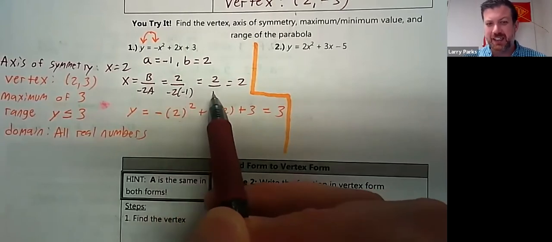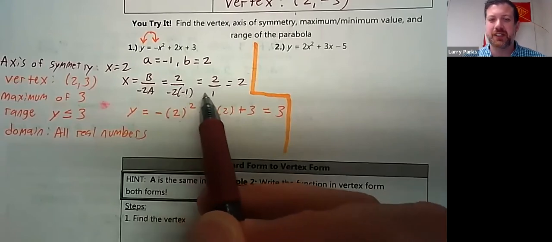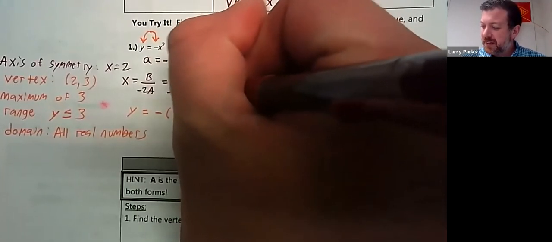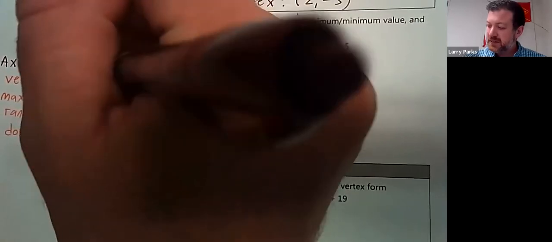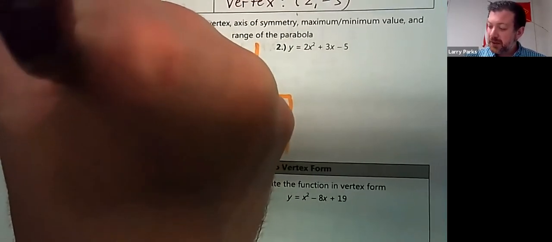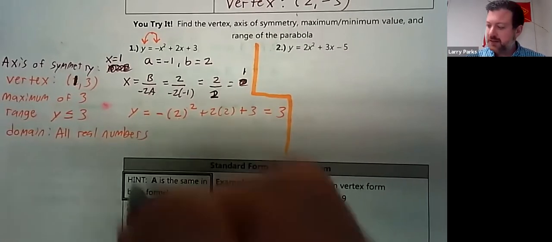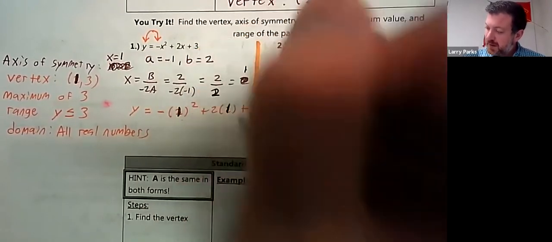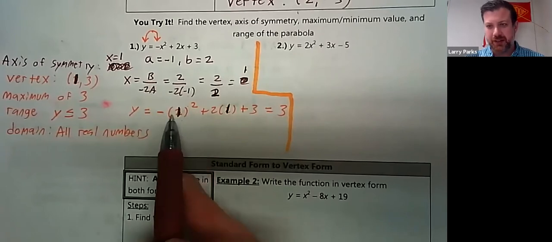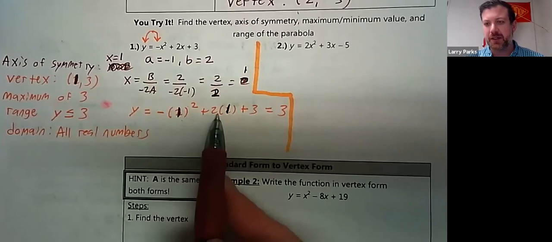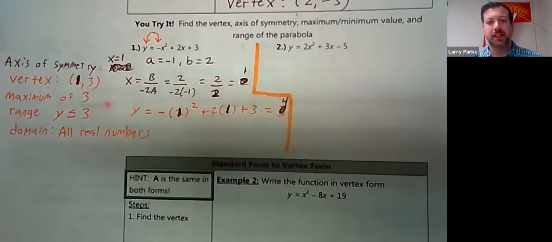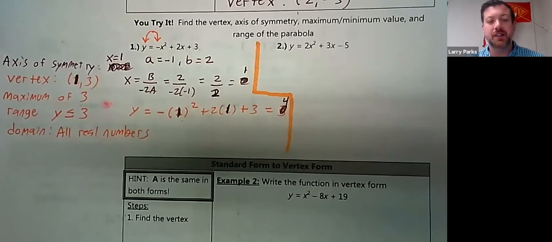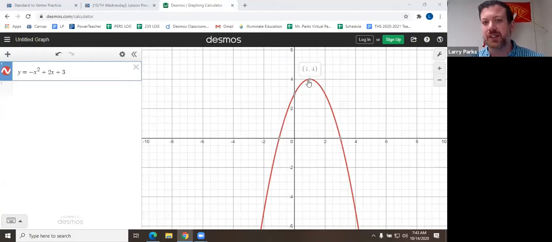-2 times -1 is 1? No. -2 times -1 is 2. So this would be 2. And 2 divided by 2 is 1. Okay? So it's very simple. It's very easy to make a mistake on these. So then I would say my axis of symmetry is x equals 1. And then I would plug 1 in for my vertex. So this should now be a 1. And now I do the math. 1 squared is 1, -1. Plus 2, 2 times 1 is 2, so I have -1 plus 2 is 1. 1 plus 3 is 4. And I'm pretty sure that's what we just had. Yeah, 1, 4, see?